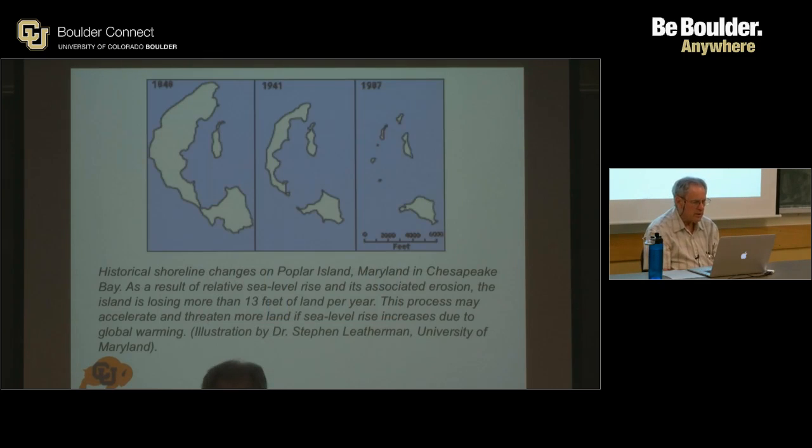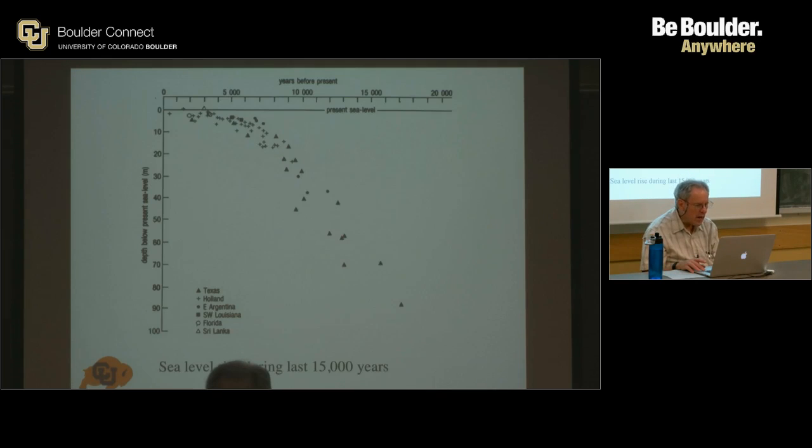This is kind of interesting. This is a little island in Chesapeake Bay that in the 40s looked like that, and in the 80s, I would suspect now it's virtually gone. This is sea level rise measured from cores and land measurements. So it's been going on for a long time. It's not just since the advent of altimetry that sea level rise has occurred.